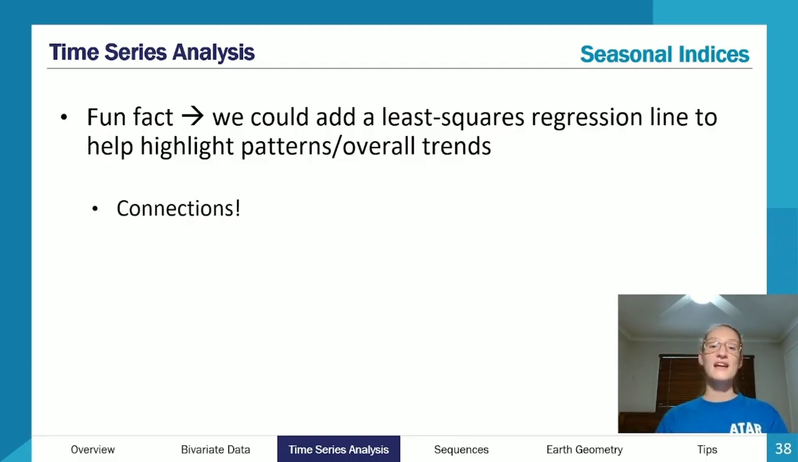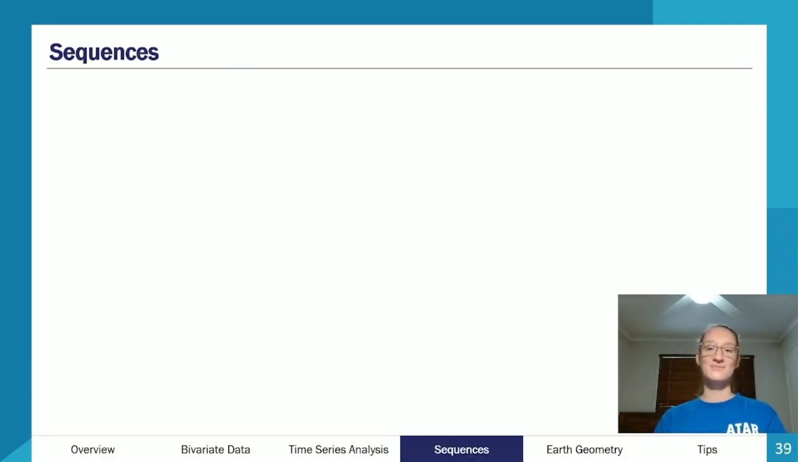And another little connection: if we did want to add a least squares regression line, like a trend line, to a time series plot, we definitely could do that to help highlight those overall patterns and trends. So again, just making more of those connections.